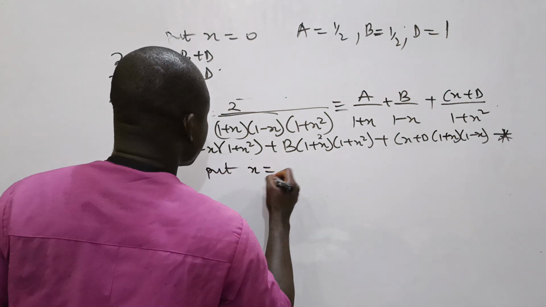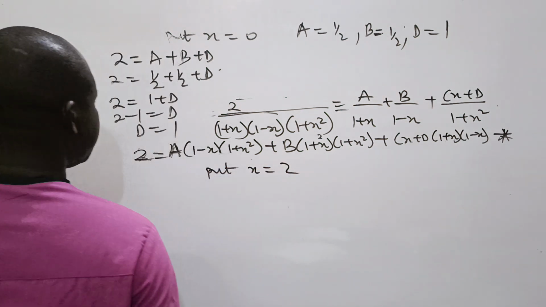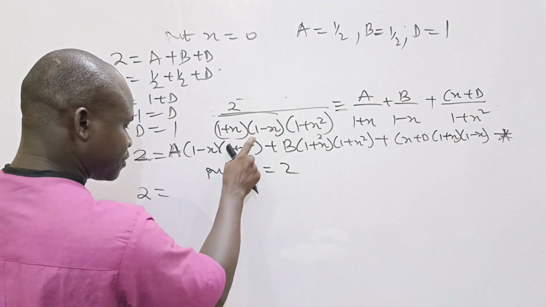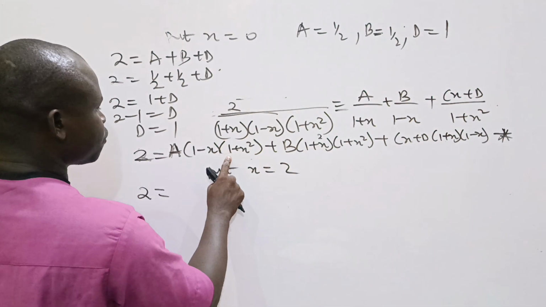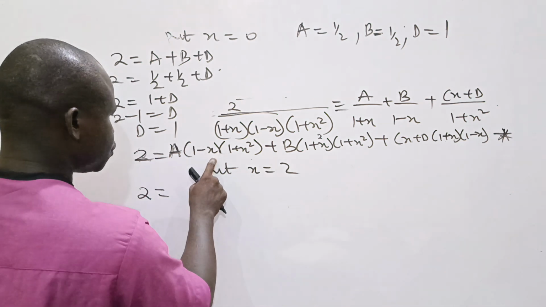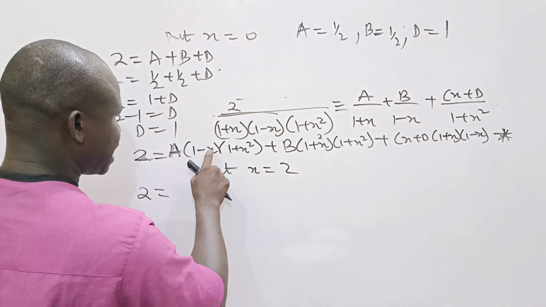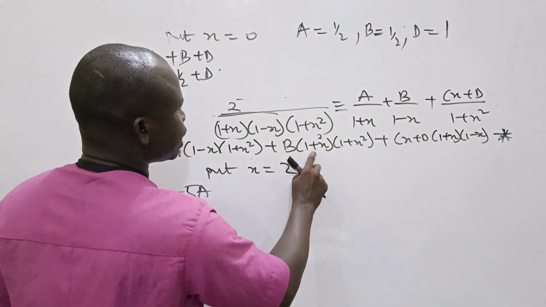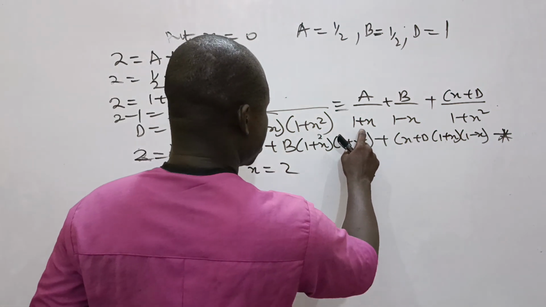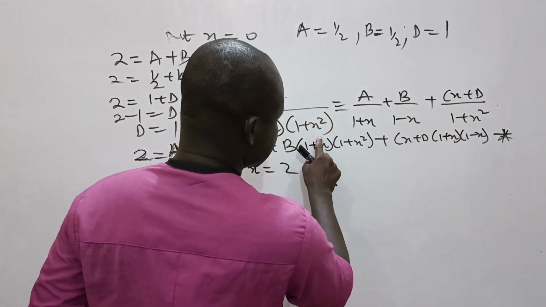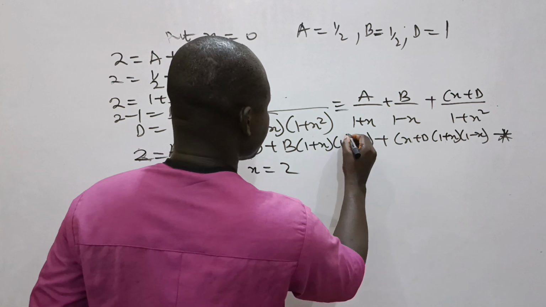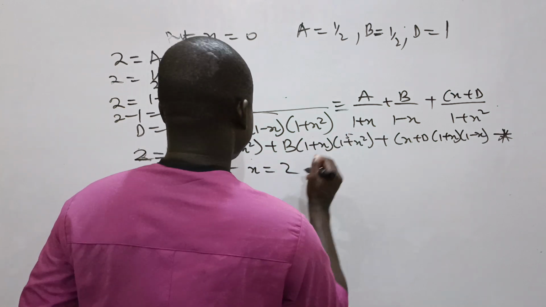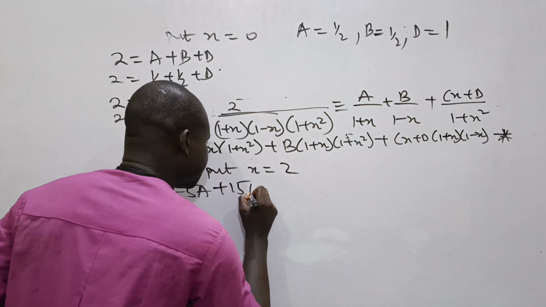Let's put s equal to 2. If s is equal to 2, 2 squared, 2 times 2 is 4, 4 plus 1 is 5. Then 1 minus 2 is minus 1, times 5, that's minus 5, so I'm going to have minus 5a. Here, if s is equal to 2, 2 squared is 4, 4 plus 1 is 5, then 1 plus 2 is 3, 3 times 5 is 15. I'm going to have plus 15b.